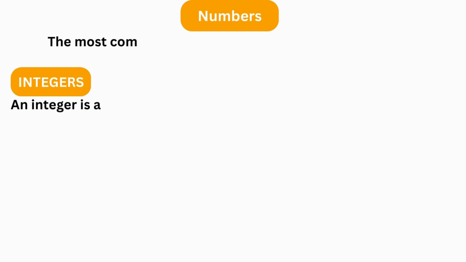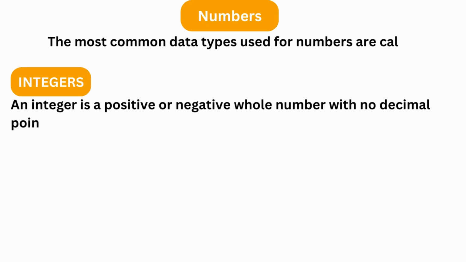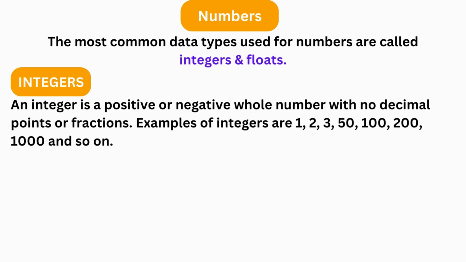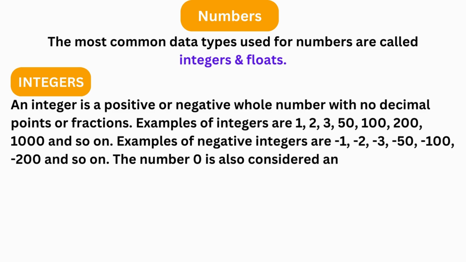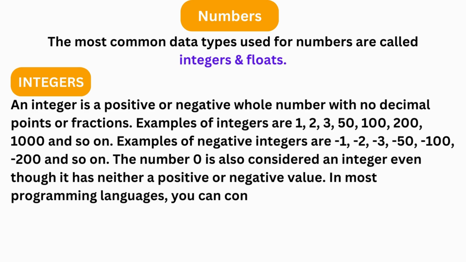Numbers. The most common data types used for numbers are called integers and floats. Integers. An integer is a positive or negative whole number with no decimal points or fractions. Examples of integers are 1, 2, 3, 50, 100, 200, 1000 and so on. Examples of negative integers are -1, -2, -3, -50, -100, -200 and so on. The number 0 is also considered an integer even though it has neither a positive or negative value.